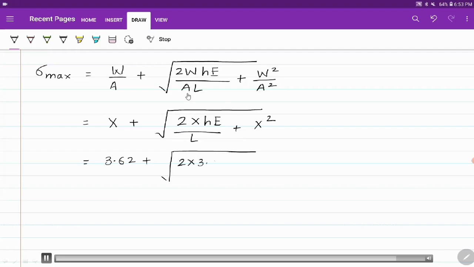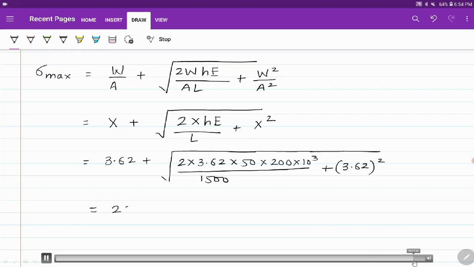So W upon A is X. W upon A whole square, that is X square. And this is also X. Substitute all the values. In place of X it is 3.62. Here it is 3.62. H is 50. E is 200 into 10 raised to 3. And length is 1500 mm plus X square, that is 3.62 square. So the stress that is induced because of this impact loading will be 223.35 MPa or Newton per mm square.